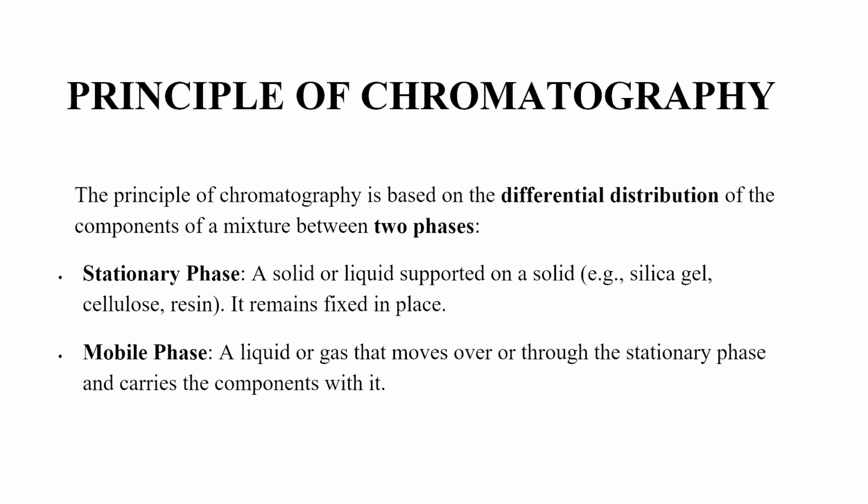Principles of chromatography. The principle of chromatography is based on the differential distribution of the components of a mixture between two phases, namely stationary phase and mobile phase. So, stationary phase is basically a solid or a liquid supported on a solid, for example, silica gel, cellulose, or resin. It remains fixed in a place. Whereas mobile phase is a liquid or a gas that moves over or through the stationary phase and carries the components with it.